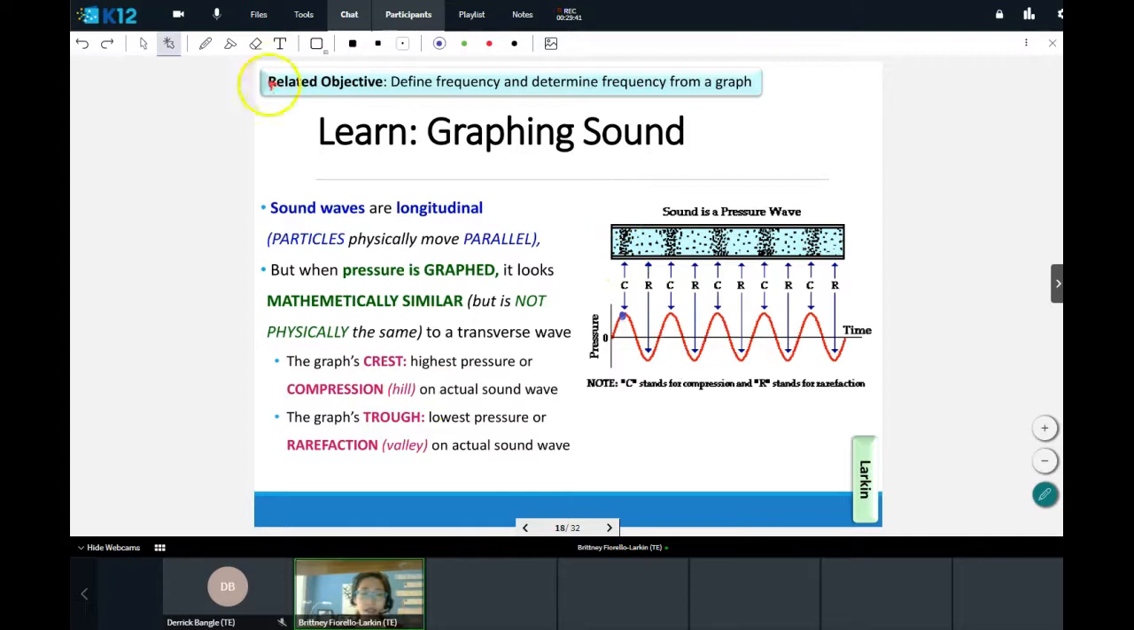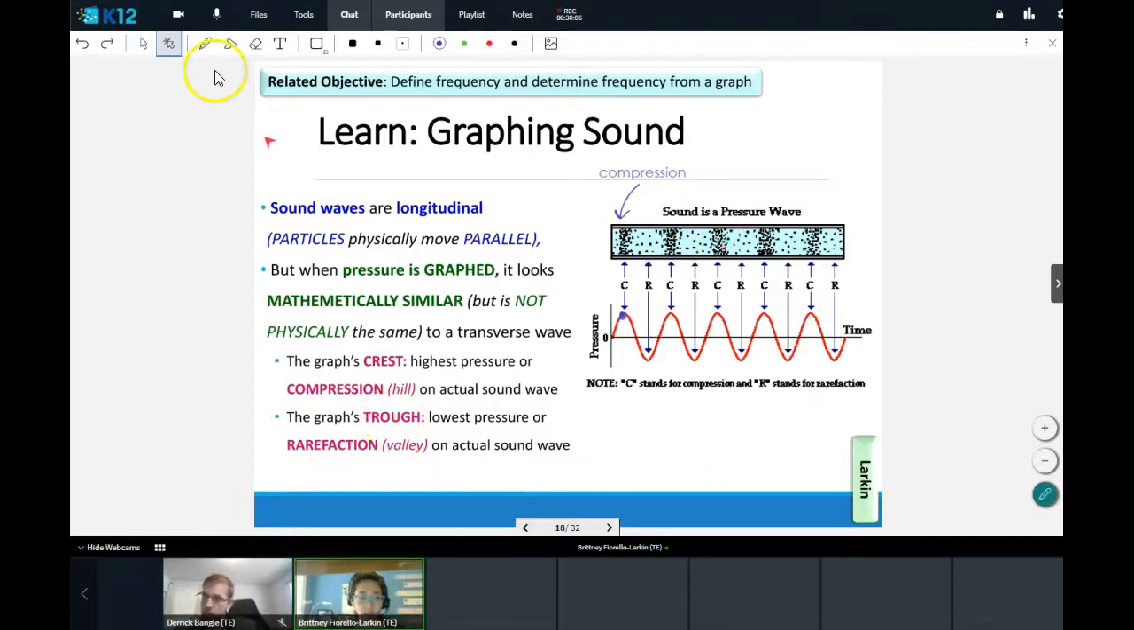Now, an area of high pressure in the physical wave, just so you know, is called a compression. All right, so on the physical wave, high pressure is called a compression. On the graph, the high point is called the crest. So again, that's important to understand. The crest and the trough are what we're talking about on the graphs. The compression and what we'll learn about, rarefaction, that's what we talk about physically, okay?